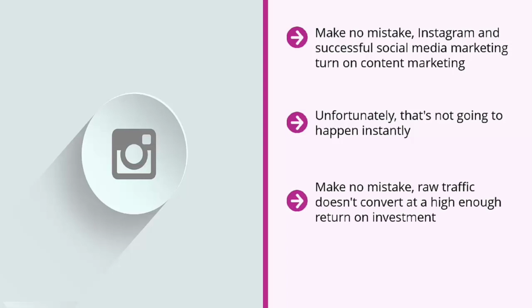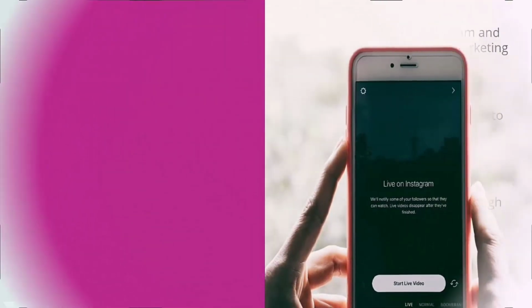Make no mistake, raw traffic doesn't convert at a high enough return on investment. It simply doesn't. Because if this was the case, then everybody would stop wasting their time on content. They wouldn't bother. They would just buy raw traffic. But this isn't the case. Experienced marketers on Facebook and Instagram use a content-based sales funnel strategy. In other words, they use content marketing. The truth is, content marketing is more compatible with social media traffic, regardless of whether you buy ads or you drum up free organic traffic from Instagram and other social media platforms.